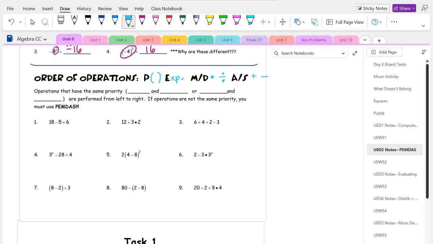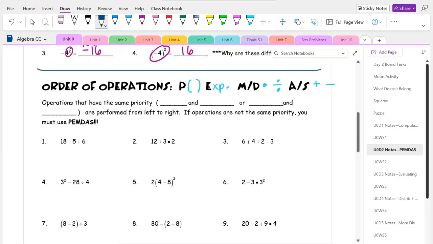Now, there are a couple operations that have the same priority, so let's go over those. The ones that have the same priority are addition and subtraction, and also multiplication and division. So when you have those same priorities, you're going to go from left to right, just like you're reading a book. If those are not the same priority, so if you have multiplication and addition, then you're going to have to use the order of PEMDAS.